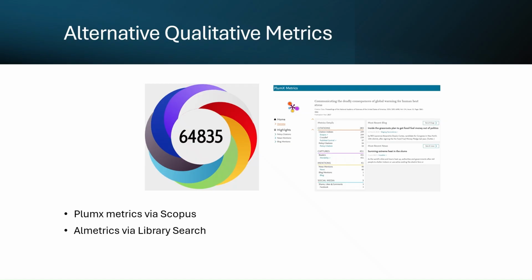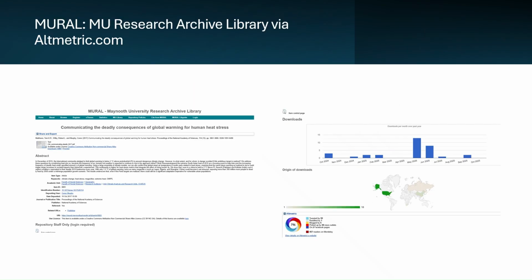Then the alternative metrics, you'll see these little kind of donuts. And each color is a different type of attention that your paper is getting. In the case of Scopus, it's a tool called PlumX Metrics that measures it. With Library Search, it's Altmetric. And it'll even be things like who's tweeting, who's downloading, who's viewing your paper. That's all in there. So quite a useful, more qualitative measure of your work.